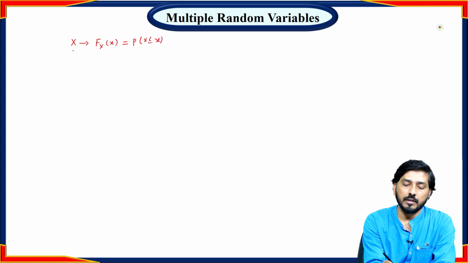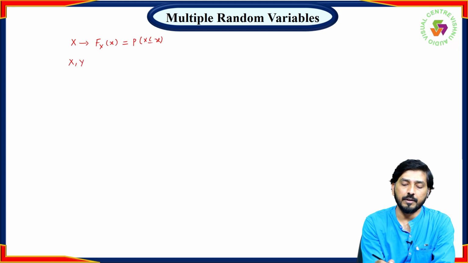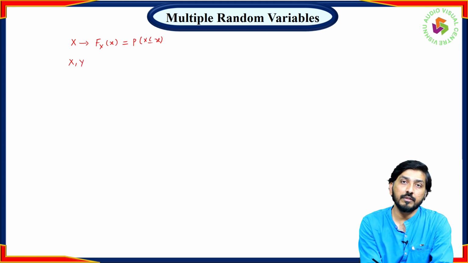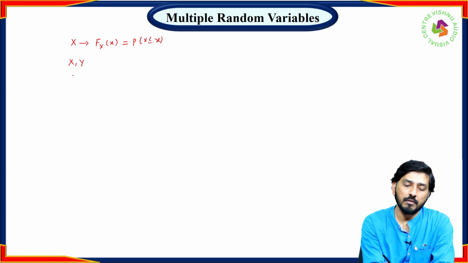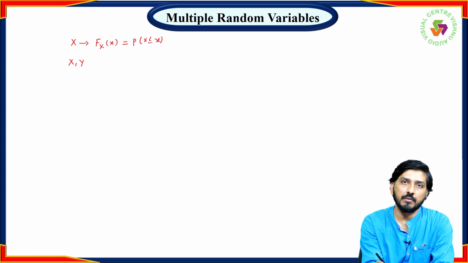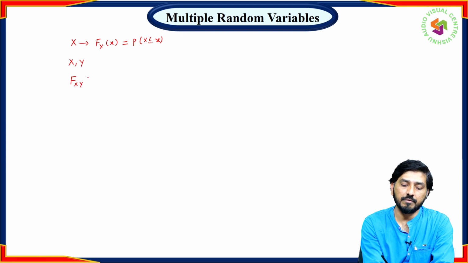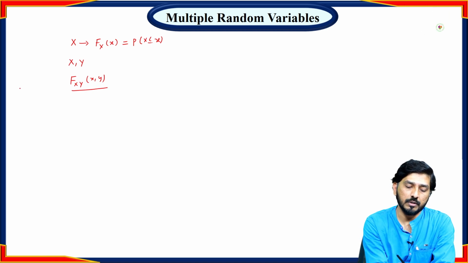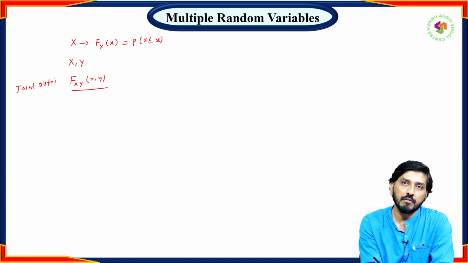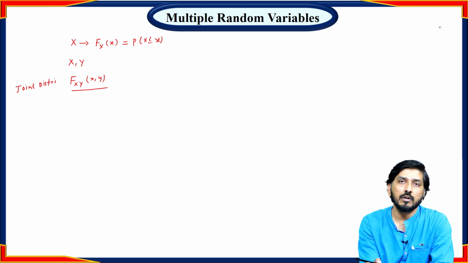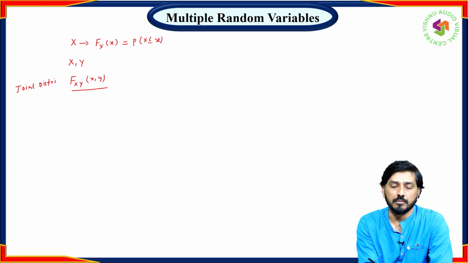Similarly, if we have two random variables X and Y, we need to find the behavior of these two random variables. In a similar way to how we found it for a single random variable using the distribution function, here also we will use the distribution function F_XY(x, y). This is what we call the joint distribution. The joint distribution is used to find the behavior of two random variables or more than two random variables. That is what we call multiple random variables.